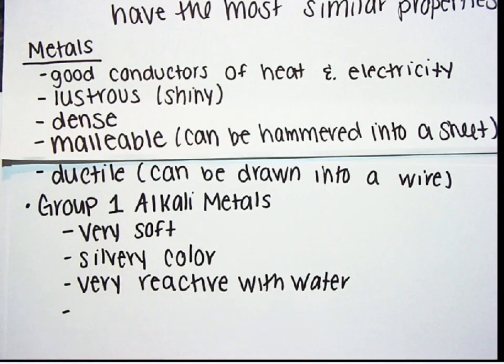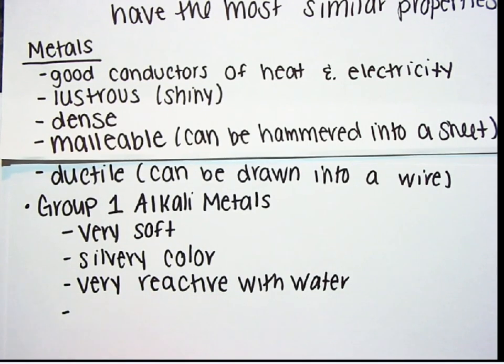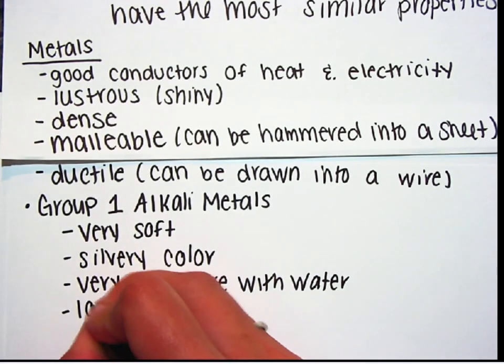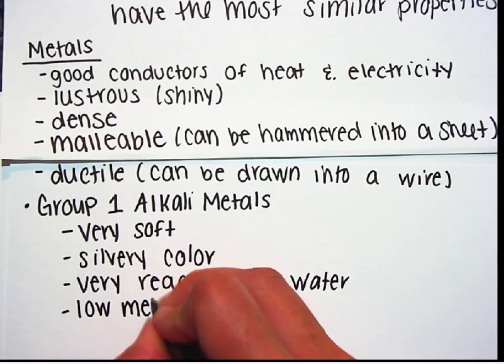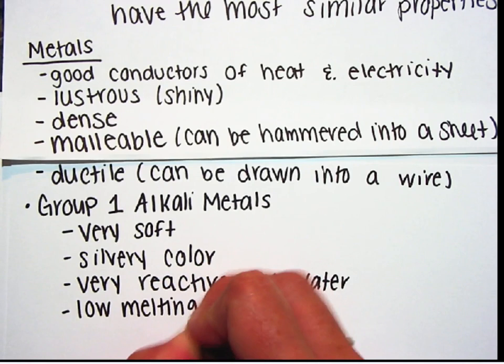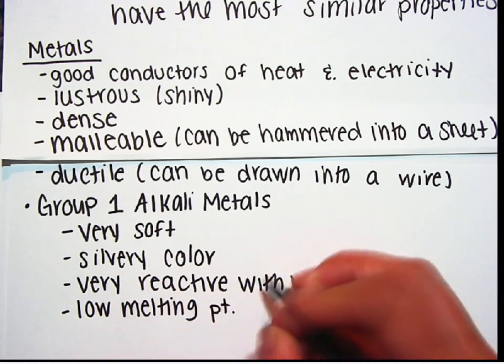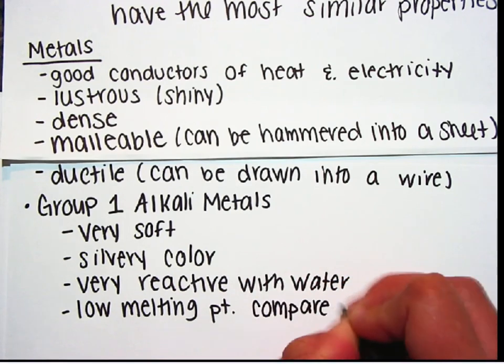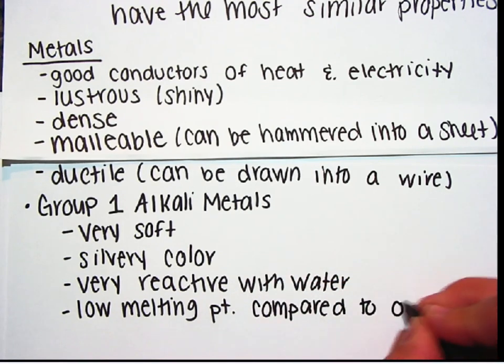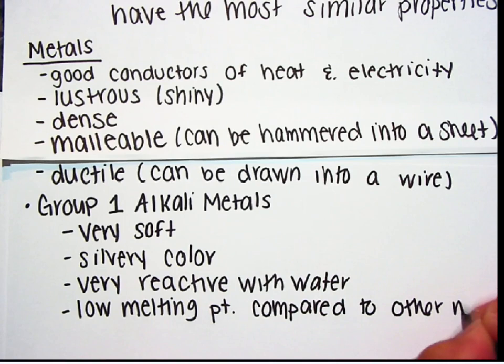In general, metals have a really high melting point, but in comparison, the group 1 metals are lower. So they have a lower melting point compared to other metals.